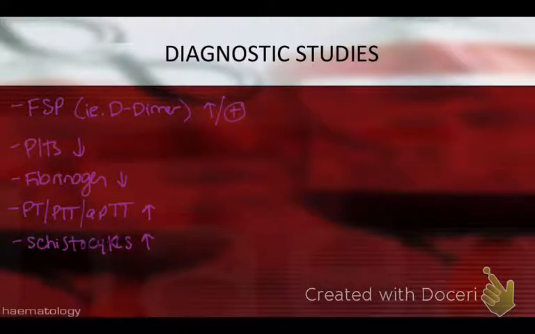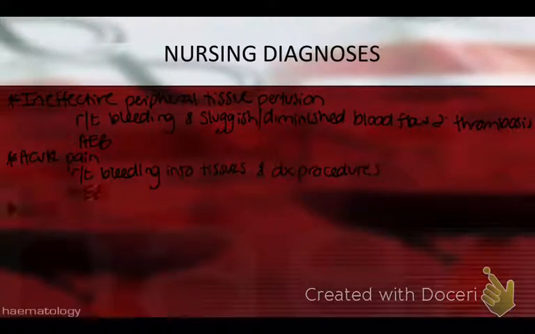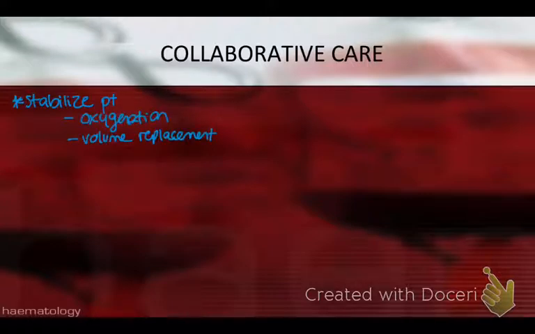You don't have to worry about that. All right, I'm not going to go over the nursing diagnosis, but there's some if you need them for your care plan. So how do we take care of these patients? Again, we need to stabilize them: oxygen, volume replacement, and treat the cause. We're not going to be able to treat DIC unless we treat the cause.